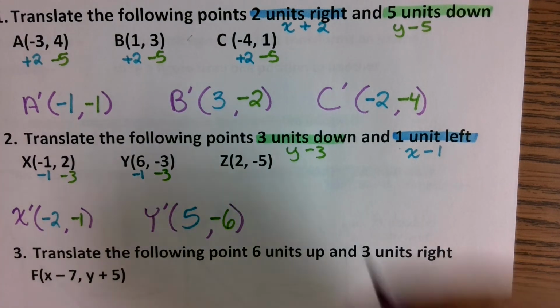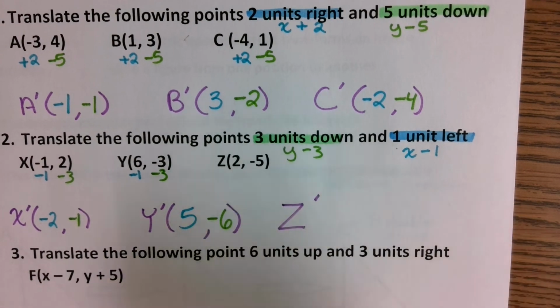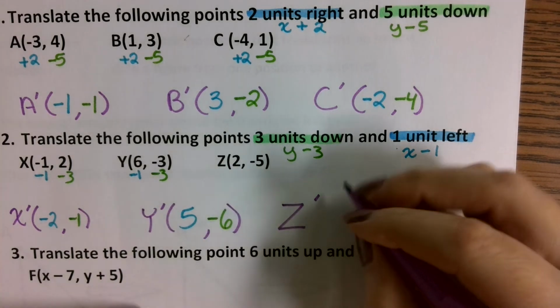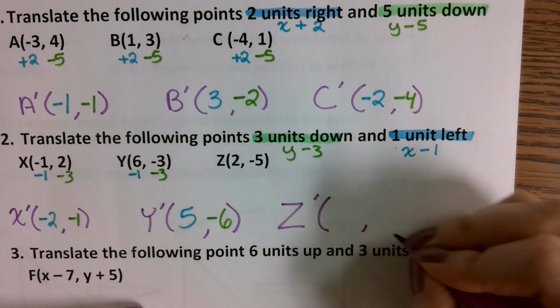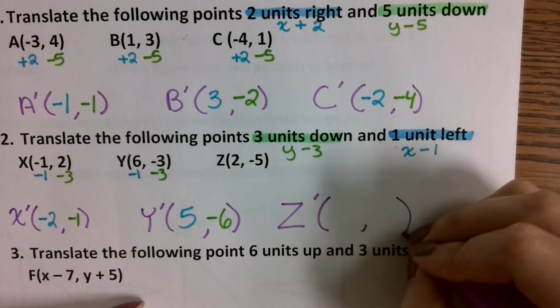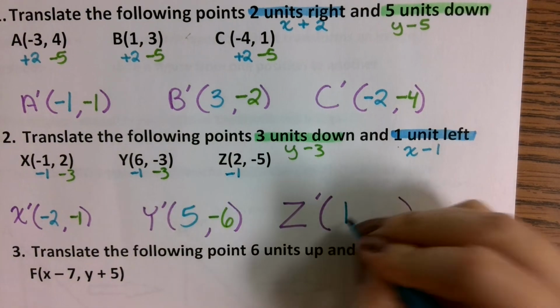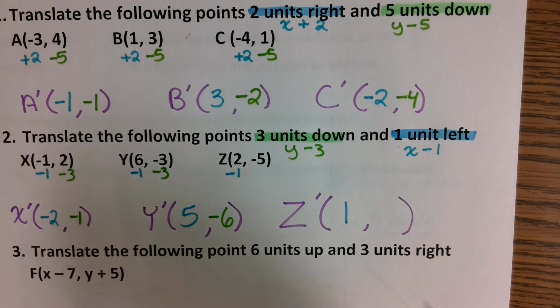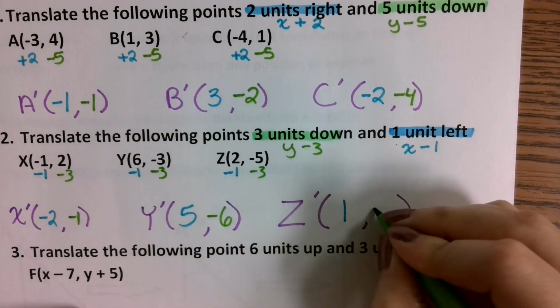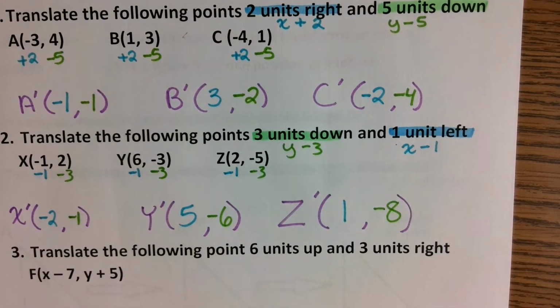And then finishing it off, what is our z prime coordinate going to be? Himna? 1 and negative 8. Very good. So we're going to subtract 1 away from the 2. That gives us a positive 1. Then we're going to take negative 5 and subtract 3. That's going to give us negative 8. So there's our new coordinates.